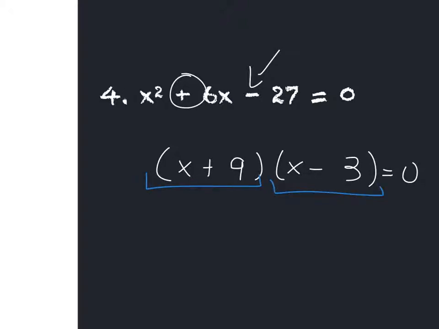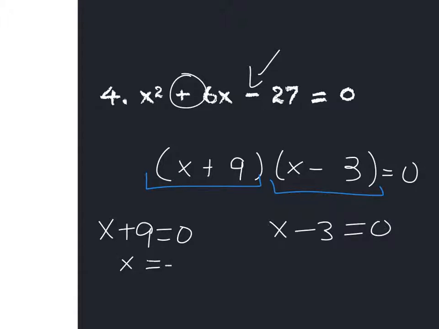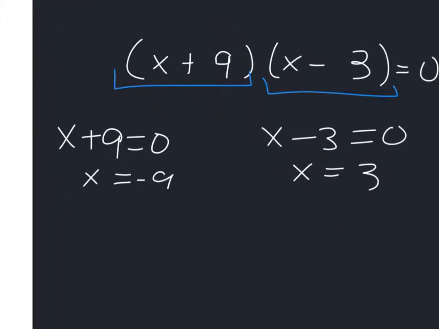Then we set each factor equal to 0. So there's going to be x plus 9 equals 0 and x minus 3 equals 0. Solve both of these and we get x equals negative 9, and over here we get x equals positive 3. So your two solutions are going to be negative 9 and positive 3. That's it.